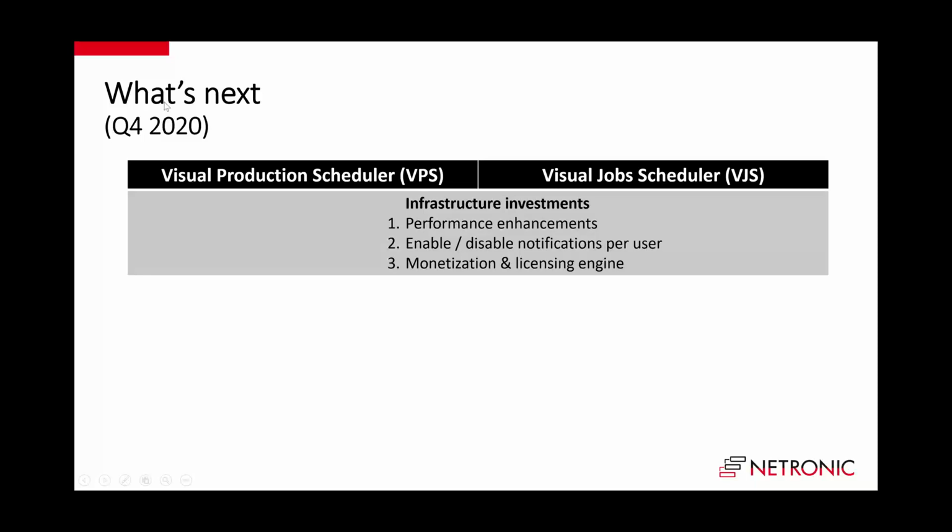And with this, let's look at what we are going to work on during this calendar quarter. First, we do some infrastructure investments in both products. We actually allocated a lot of time to analyze performance in various cases, and then also make some dedicated software changes so that both products should become even faster.